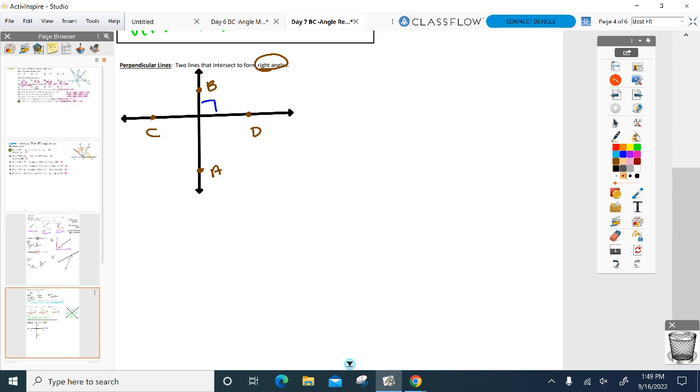How do I write this mathematically? You guys know how to write line AB? I hope so at this point in the year. Leave a little space. You know how to write line CD. The only thing I need to teach you now is the perpendicular symbol.